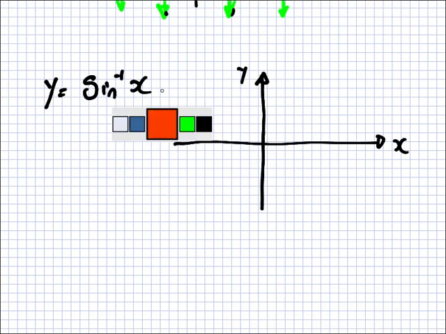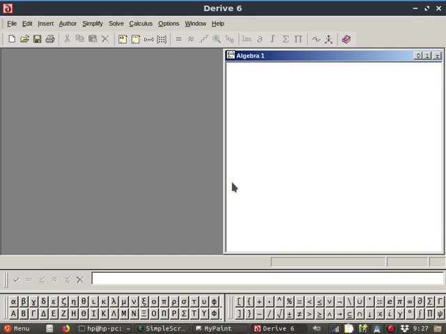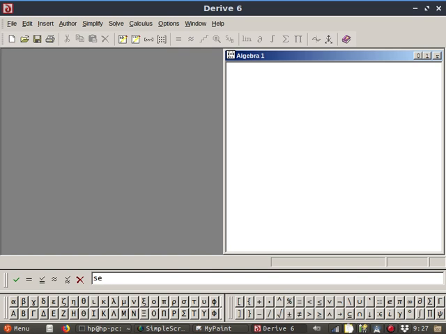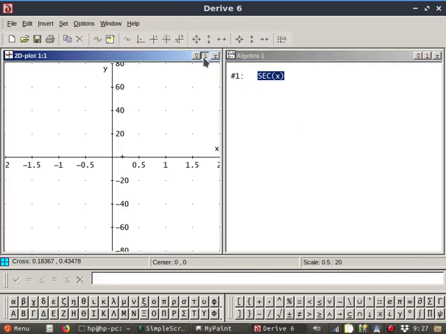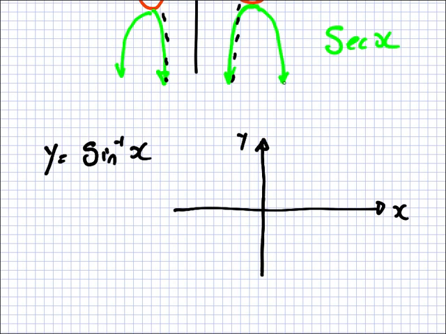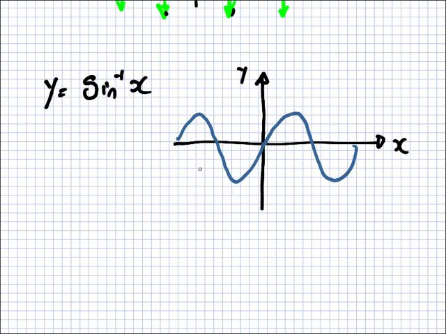Now, what I want to do next is draw sine x. Oops. Well, you know what? I'll draw sec first since the program's open. Sec x. See? That's sec. Now, I want to draw sine inverse next. So first I'll draw sine. Sine goes like this. Now let's try and draw its inverse.